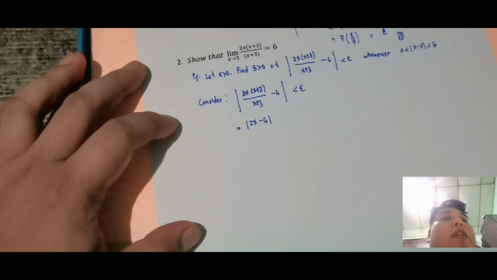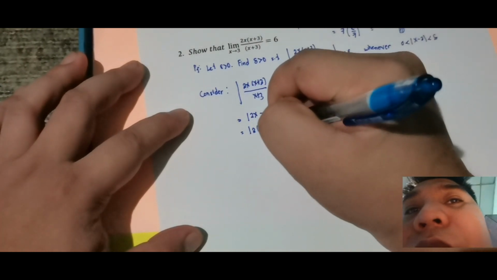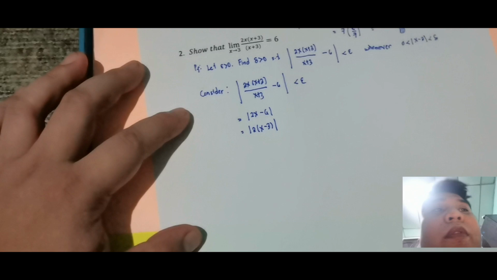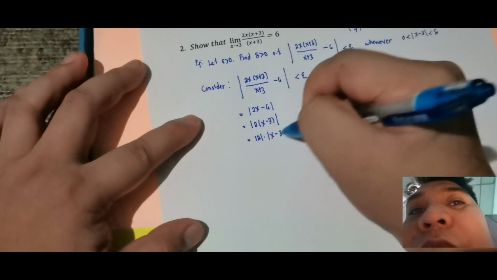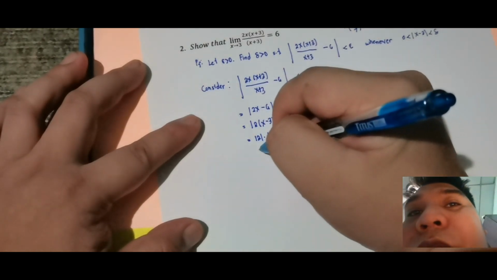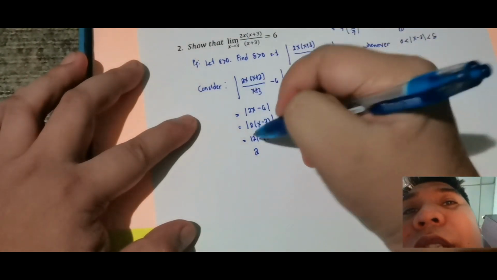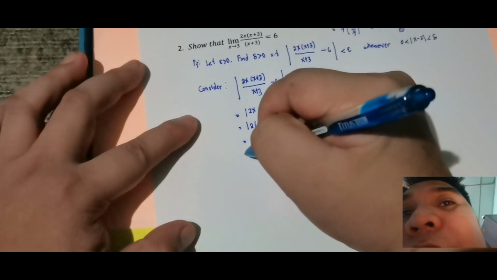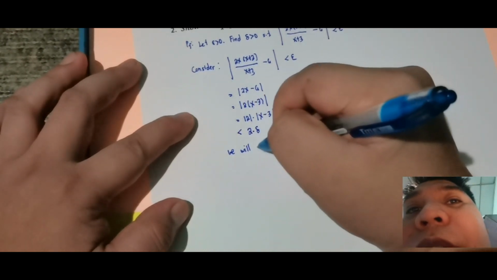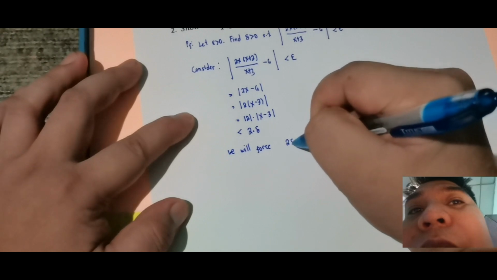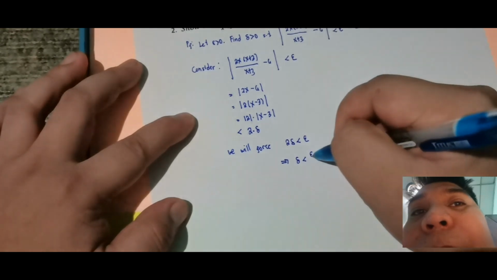Tama ba? So kinancel ko lang yung x plus 3 over x plus 3. Okay, next. Pwede ko i-factor out dyan si 2. So that is 2 multiplied by x minus 3. Okay, and that is equal sa absolute value of 2 multiplied sa absolute value ng x minus 3. Note that absolute value of 2 is 2. Okay, then x minus 3, meron tayo doon. X minus 3 is less than delta. So this could be delta. And this is less than... Okay, so we will force that 2 delta is less than epsilon. So this implies that delta is less than epsilon over 2.